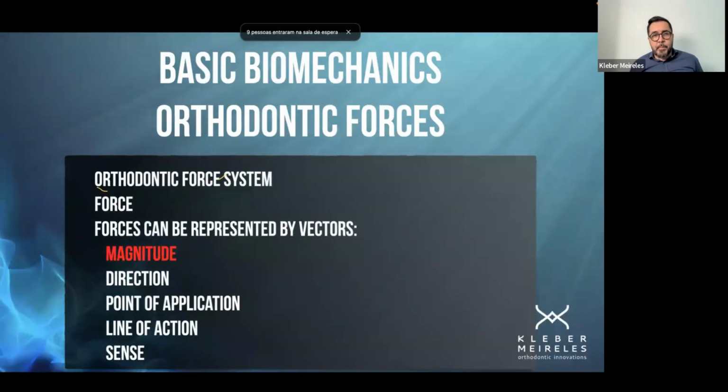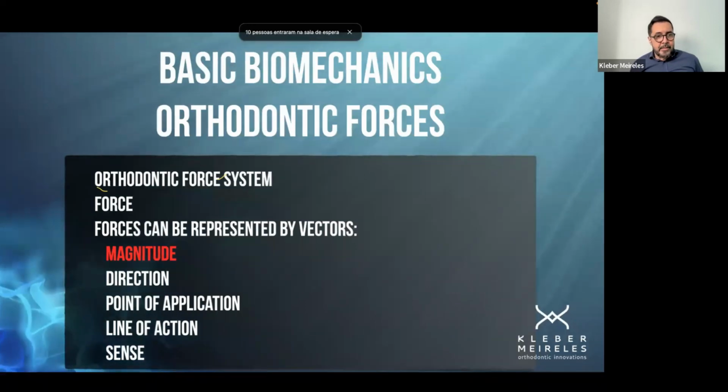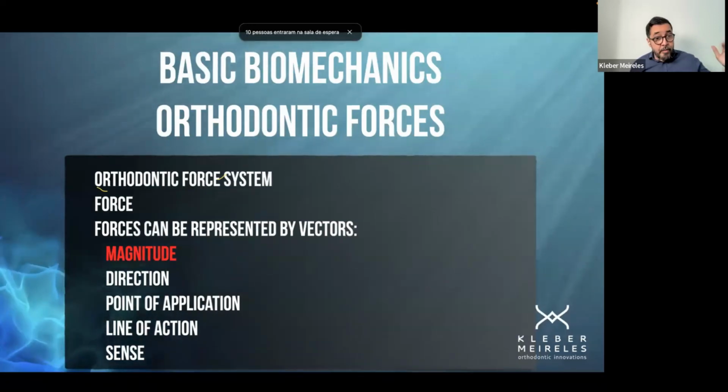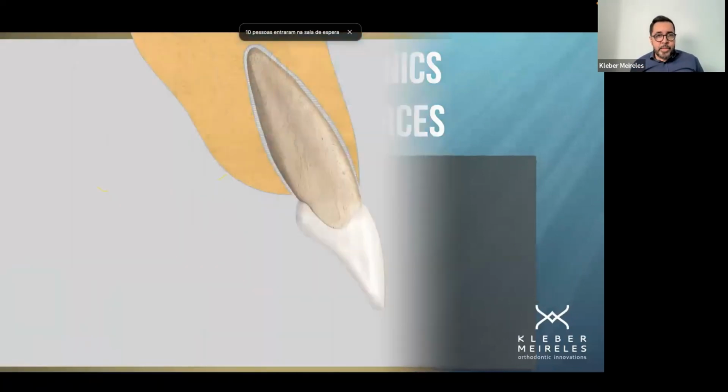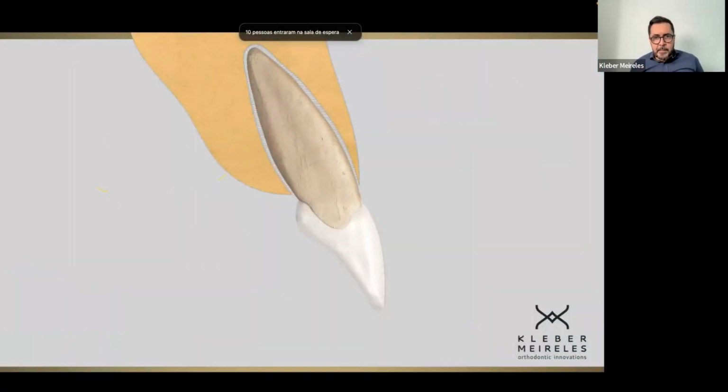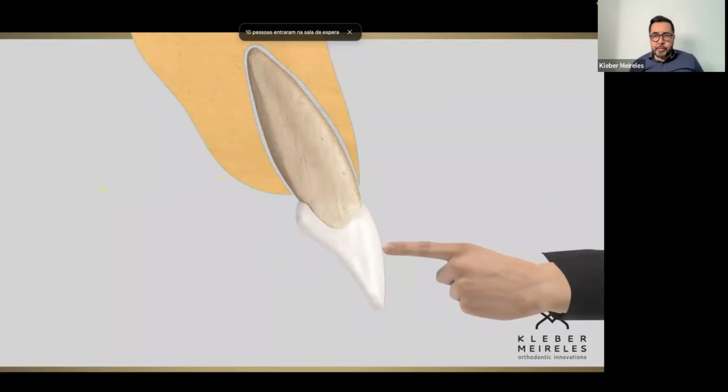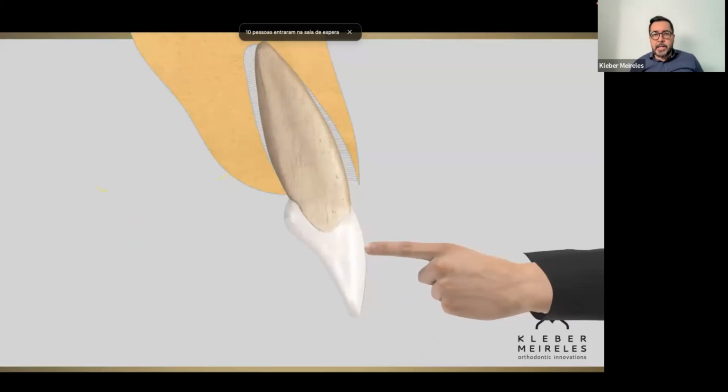Force, which is important for us: the magnitude, the direction, the point of application, the line of action of the force, and the sense in which we are applying the force. So here it is. We have one force being applied in most cases on our clinical crown. And because we are applying the force this way, we are generating a moment because, as we are going to see in a few slides ahead, we are applying the force at the level of the crown. And because of that, we are generating a different movement.